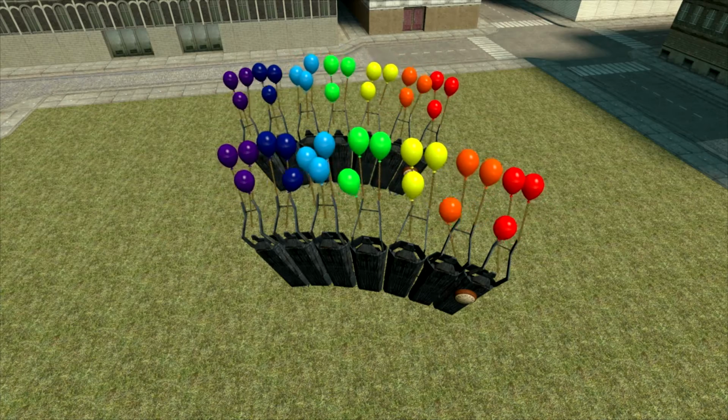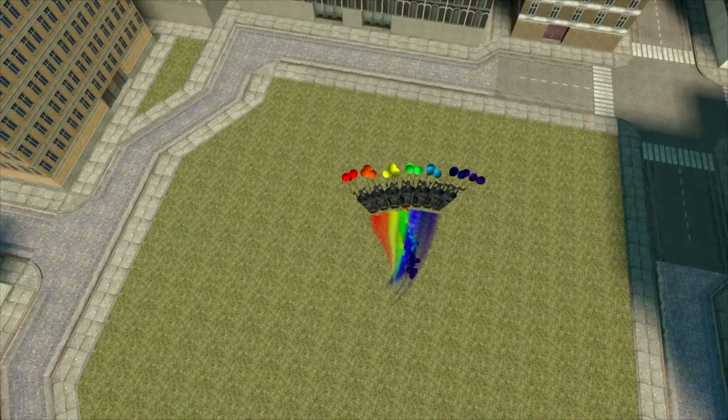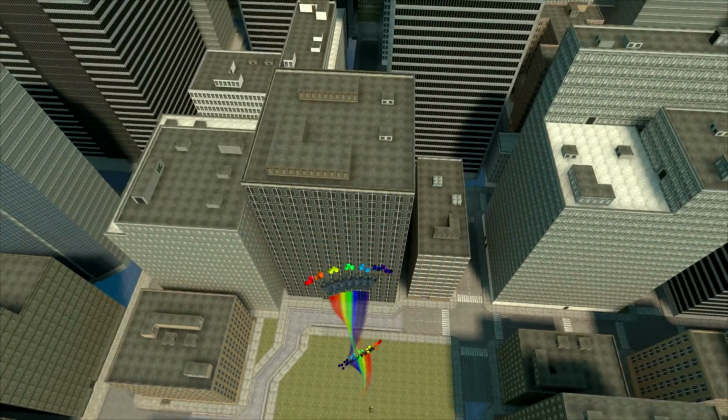These objects are displaying the visible light spectrum by going from red, with the lowest wavelength, to violet, with the highest wavelength.